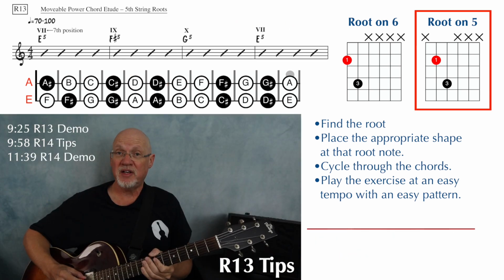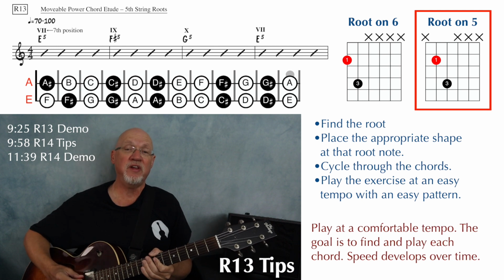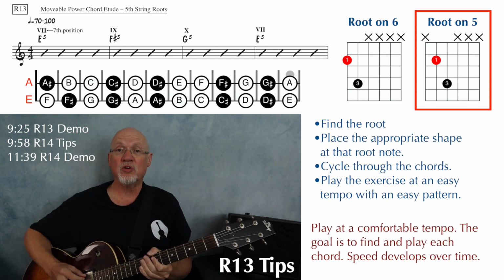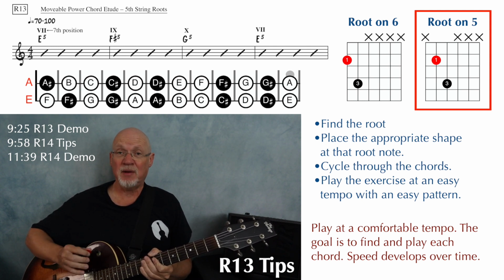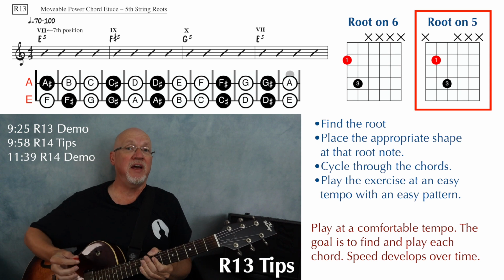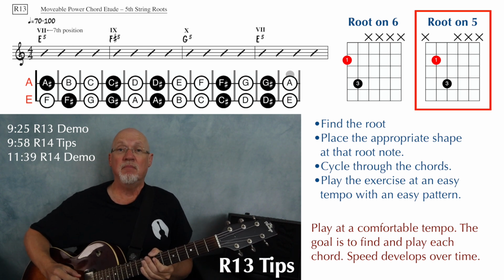Once you're comfortable finding and playing those chords, go ahead and play through the exercise. Nice moderate pace. Again, I'm going to do this at quarter equals 80. Don't worry about any particular strumming pattern. I'm just going to play quarter notes. You can play any pattern you like in this book, but it's best to keep it simple at first.